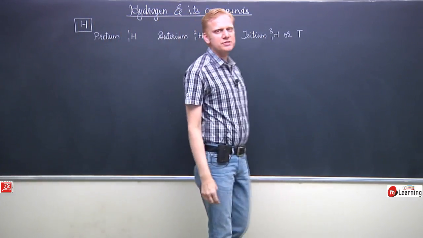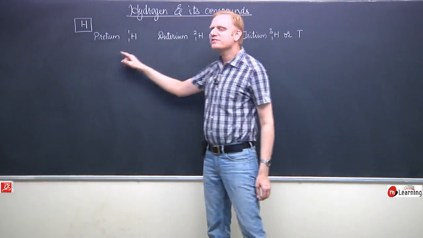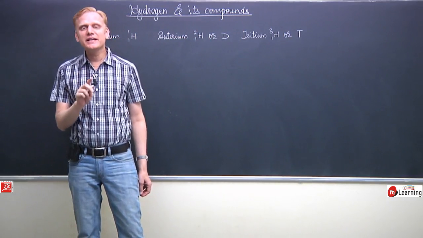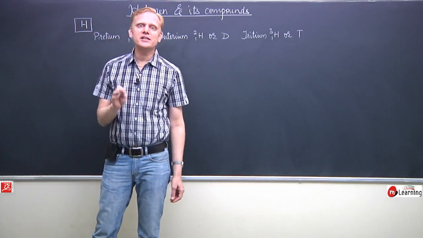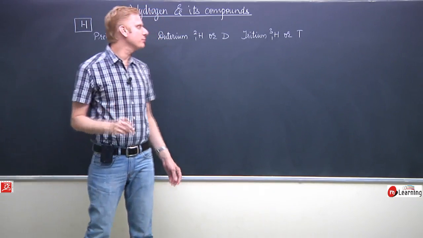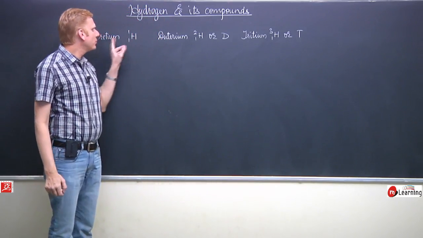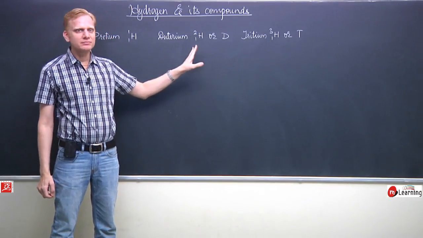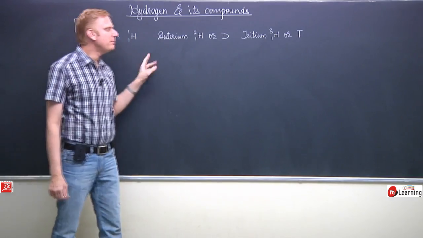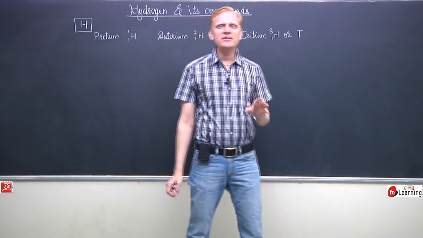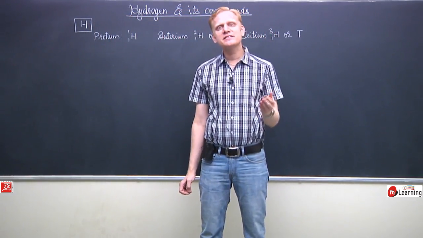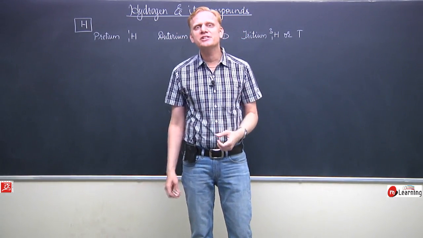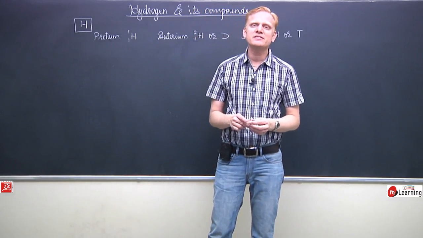Among the 3 isotopes, the protium isotope is most abundant, and due to that reason the average atomic mass comes to be nearly 1 only. Protium is more abundant as compared to deuterium and tritium, and therefore for all the practical purposes, for all the chemical calculations, the atomic mass of hydrogen is taken as 1.